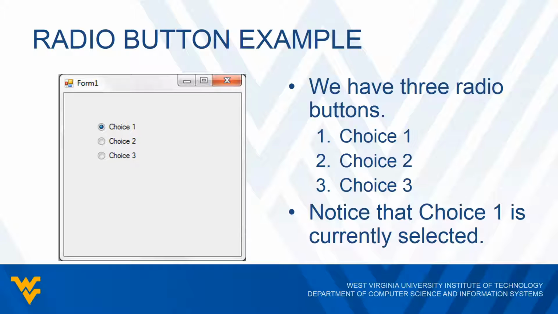So we can see right here that when we click on that particular button, the little blue circle tells us that Choice 1 is currently selected. At this point, I wouldn't be able to select Choice 2 or Choice 3 without unselecting Choice 1.